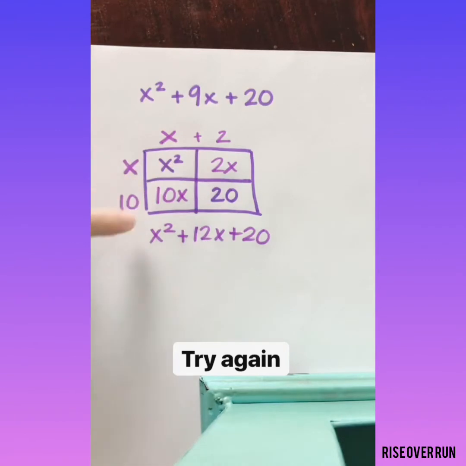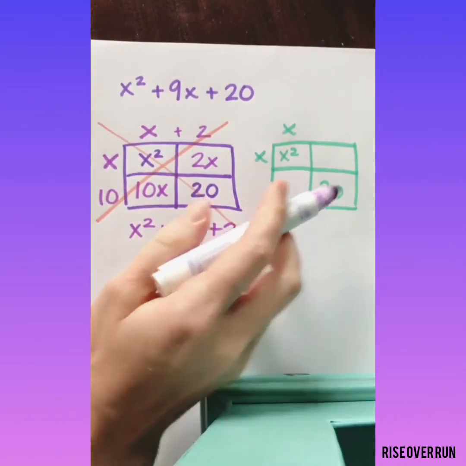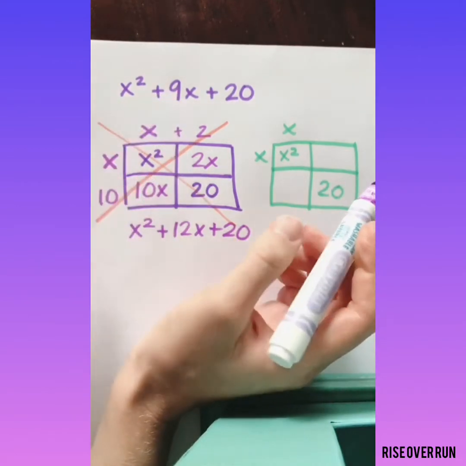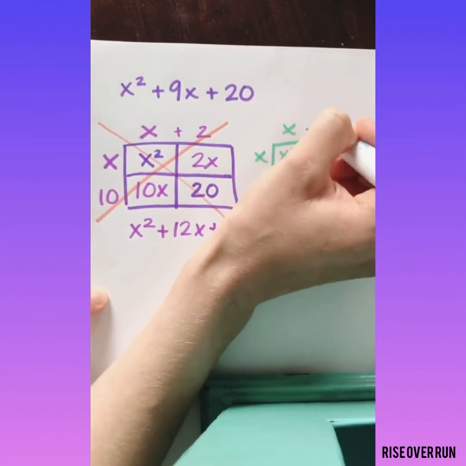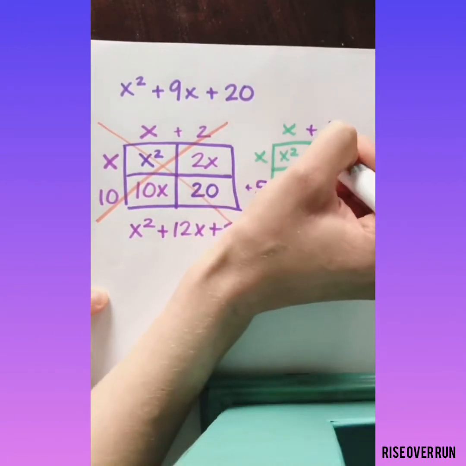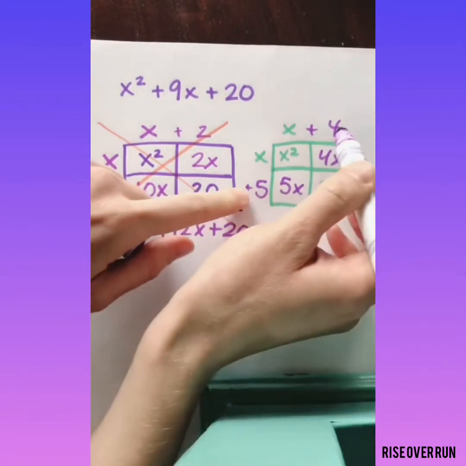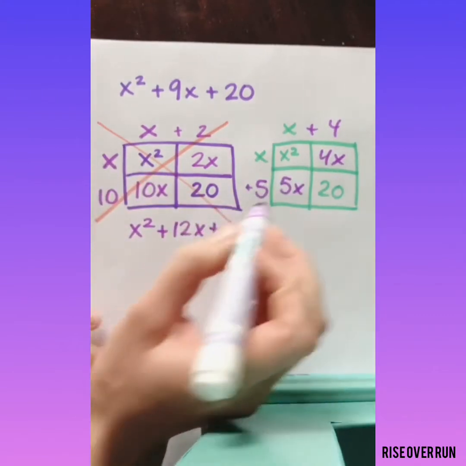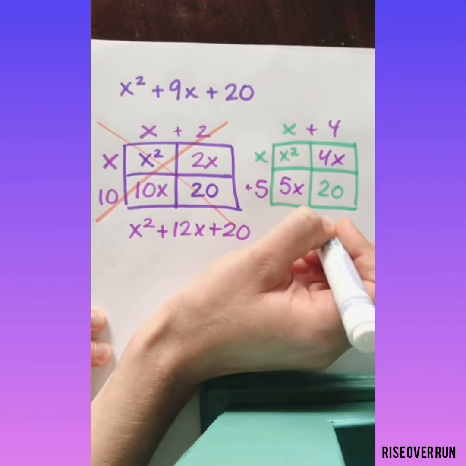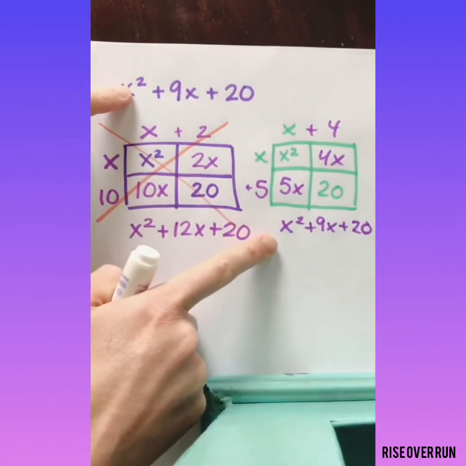Let's try some different numbers. So I'm looking for two numbers that multiply to give me 20. They're going to have to add up to give me 9. How about 4 and 5? X times 4 is 4x. X times 5 is 5x. 4 times 5 is 20. Now we can combine everything in here. X squared plus 9x plus 20. That's the polynomial I wanted.